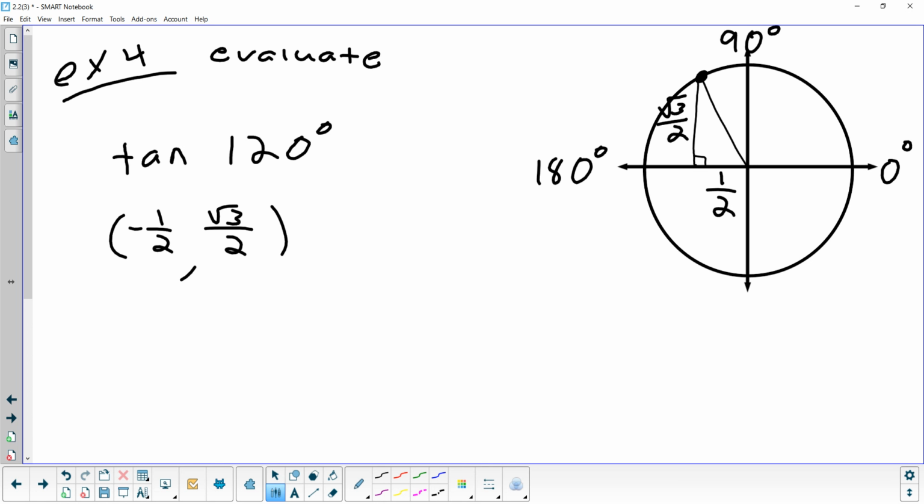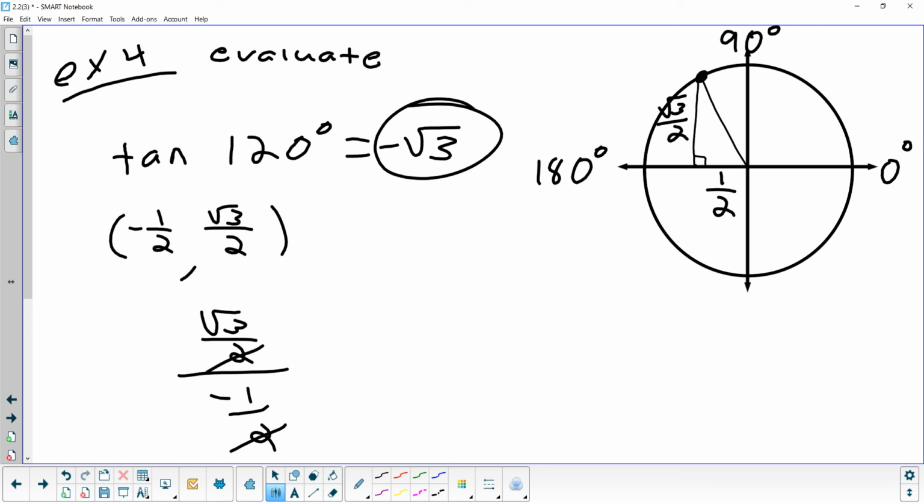Now it's just like every problem you always do. Tangent is y divided by x. The denominators cancel out, and all we're left with here is square root of 3 divided by negative 1, which is negative square root of 3. Any question on that one?